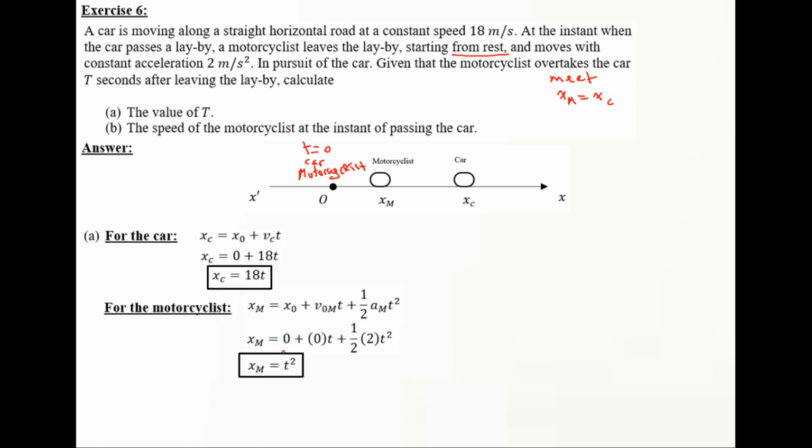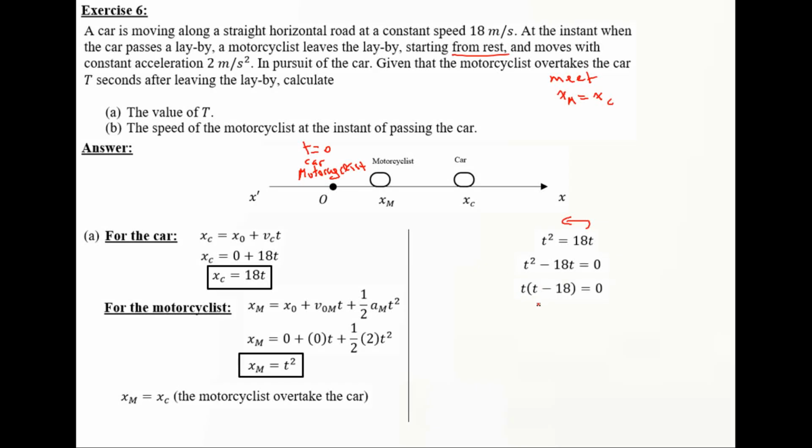Now we can say that xm is equal to xc, the motorcyclist overtakes the car, and we're going to solve for t. Moving 18t to the other side, that would be t squared minus 18t. We factor out t and we solve for t. We have two solutions, t1 is 0 and t2 is 18 seconds.